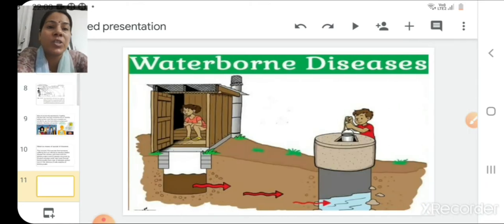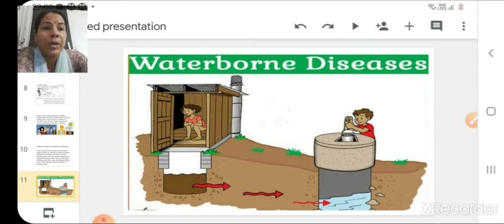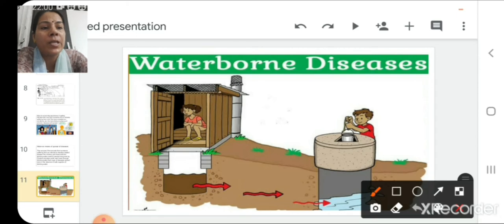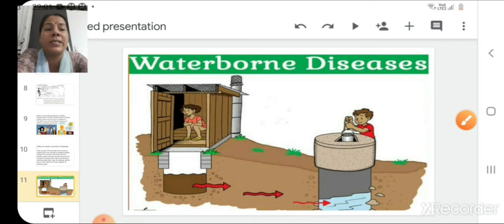So here I have a picture to show you how there are chances that the infected person's excreta can go to the drinking water. You can see in this picture that one person is releasing feces, and suppose that person is infected with some intestinal infection, then the feces will also carry the germs of that infection, and that feces will reach the underground water level, and that same underground water will be taken out by someone else and consumed as drinking water. In that case the infection will spread. This is how waterborne diseases spread.